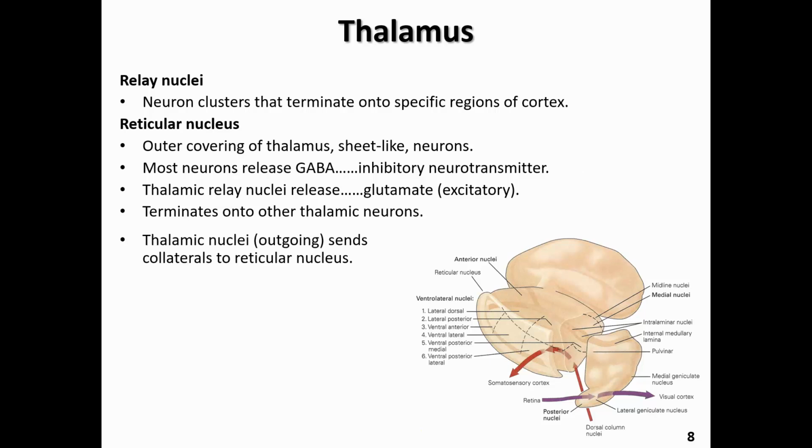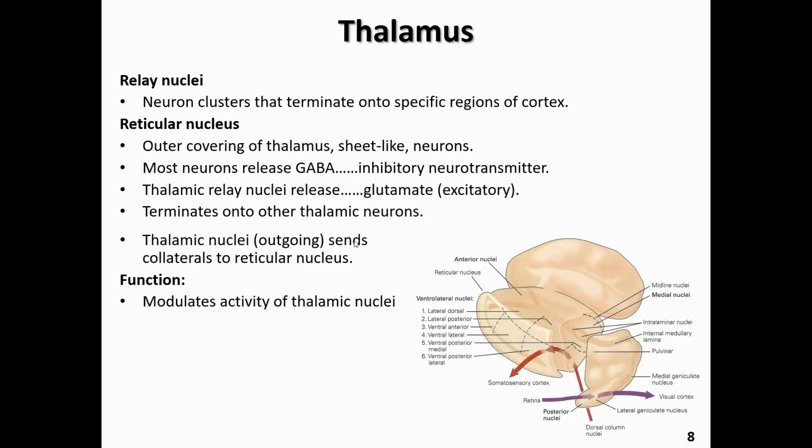The thalamic nuclei, those clusters of neurons in the thalamus, do send collaterals to the reticular nucleus. And so a collateral is a branch of a neuron that terminates in a different structure than another branch of that neuron. And so these thalamic outgoing nuclei, which are sending bioelectrical signals towards the cerebral cortex, will send essentially a copy of that bioelectrical signal to the reticular nucleus, the outer portion of the thalamus.